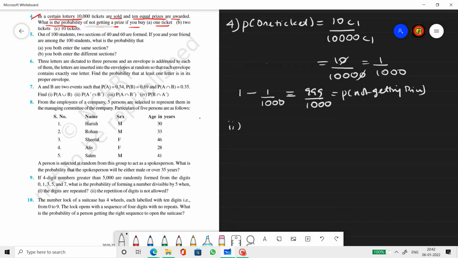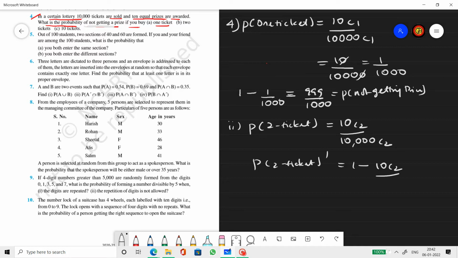Second case, you buy two tickets and you still don't get the prize. So the probability of getting the prize when you buy two tickets is 10C2 by 10,000C2. And not to get the prize, two tickets you buy and you don't get the prize, so that's the complement, which is 1 minus 10C2 by 10,000C2.